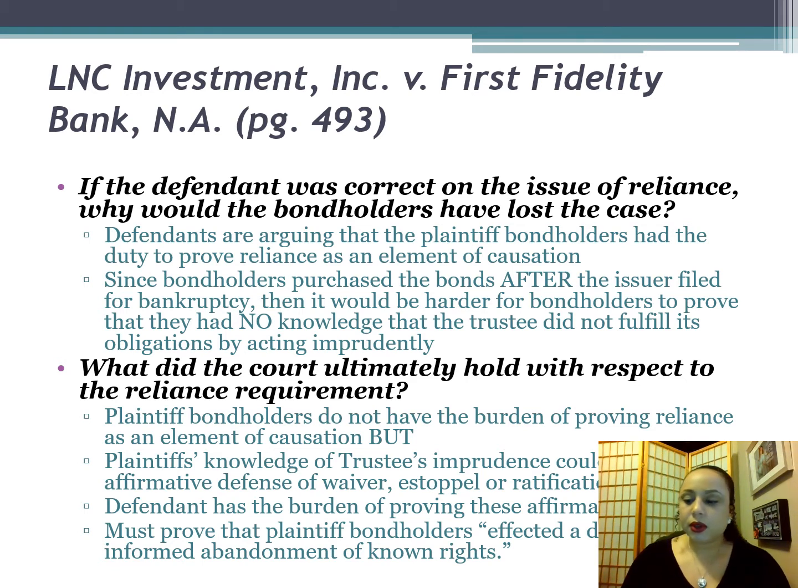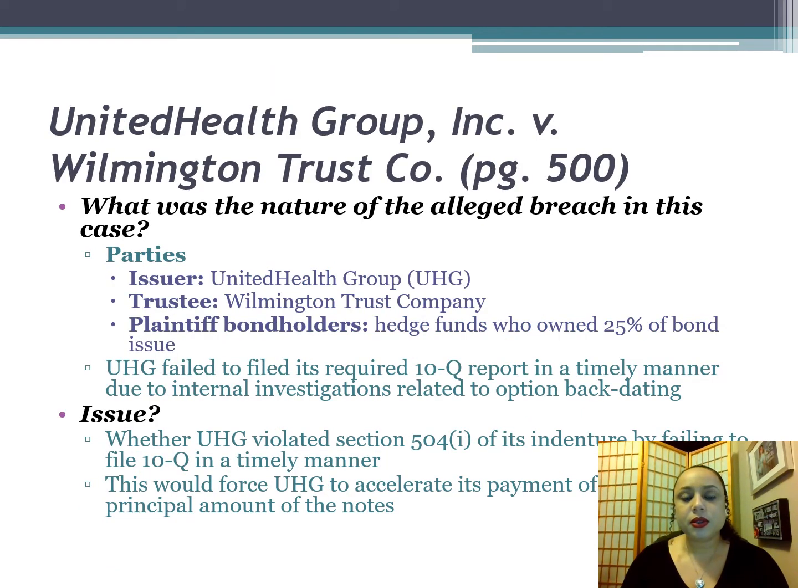Okay, and so that brings us to our last case, United Health Group Incorporated versus Wilmington Trust, which is on page 500. So what was the nature of the alleged breach in this case? Before getting to this, we have our parties, United Health Group, UHG. The trustee was Wilmington Trust Company. The plaintiff bondholders, once again, are hedge funds. They tend to have the resources to bring this sort of litigation, and sometimes they have strategies that are rooted in bringing these suits against issuers. The hedge funds own 25% of the bond issue.